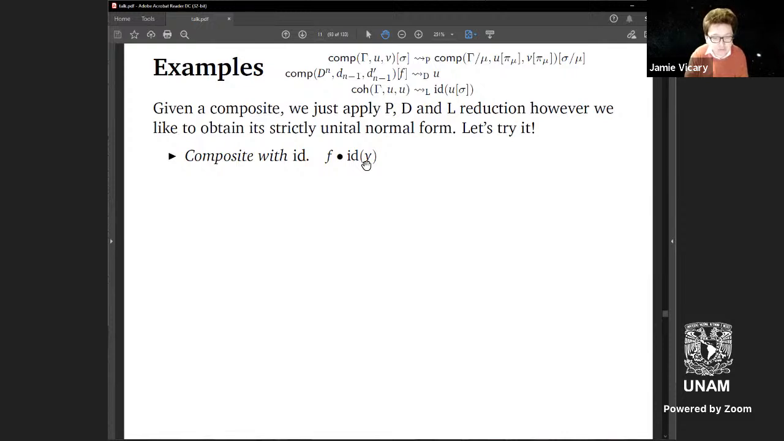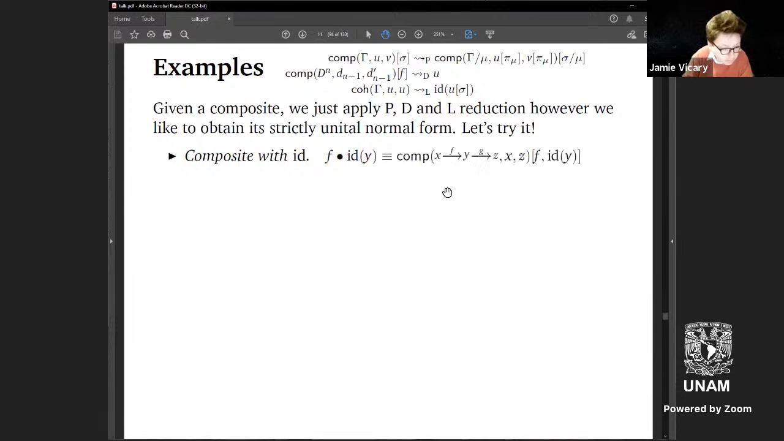Or hopes, dreams, or wishes? I mean, if it simplified to just F itself, I think we're pretty pleased with that, right? Because in a strictly unital infinity category, F composed with an identity should just be the same thing as F. It shouldn't be some other thing that's just isomorphic to F. It should literally be F. And that's the whole point of what our simplification law is supposed to do.